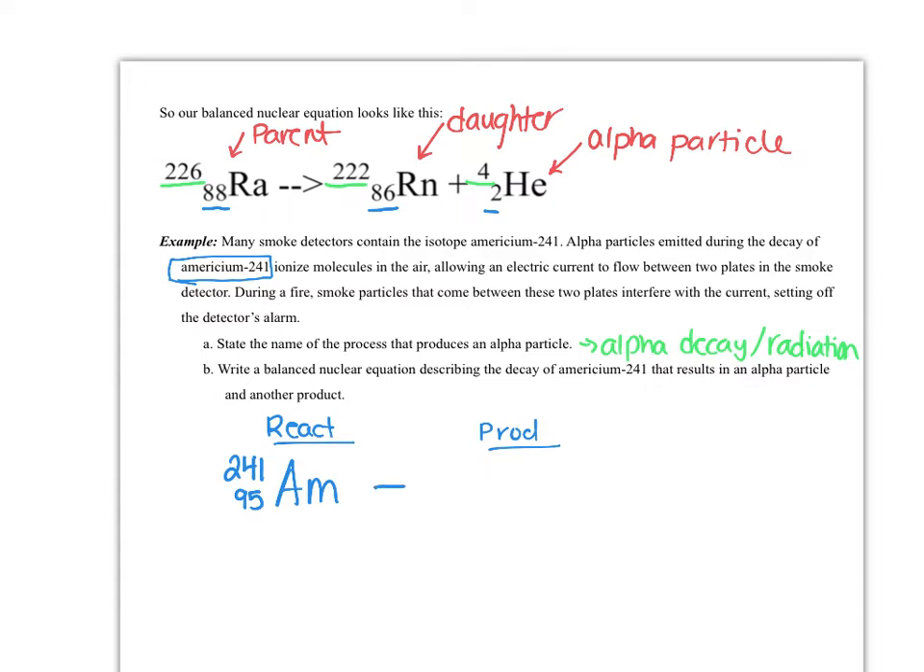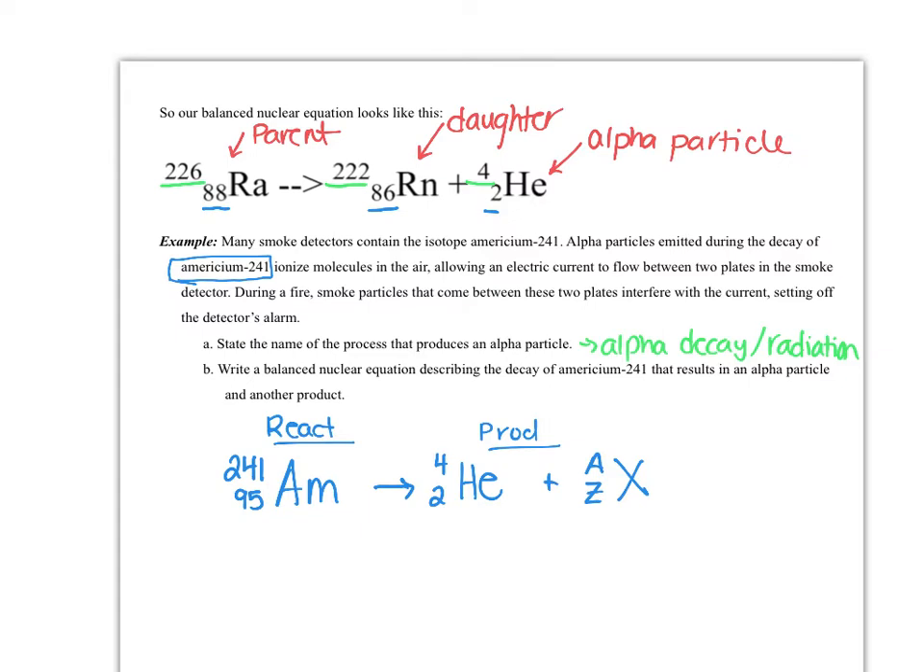So our products, we are making an alpha particle, which is helium. So we have 4, 2, and the symbol for helium. And then we're going to write the general formula for the unknown or the daughter element. So that was the AZX notation. Okay.